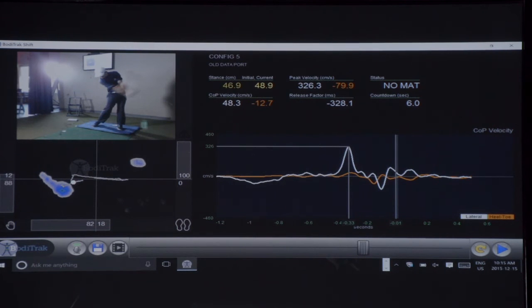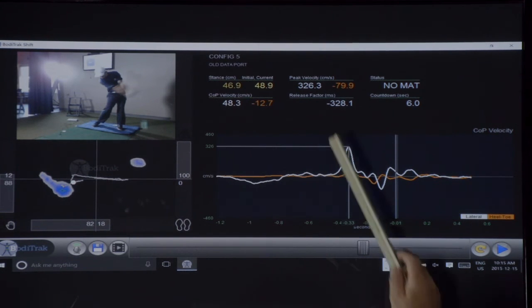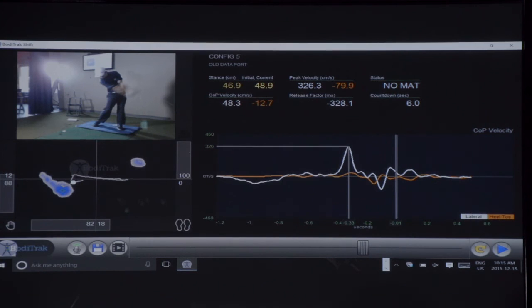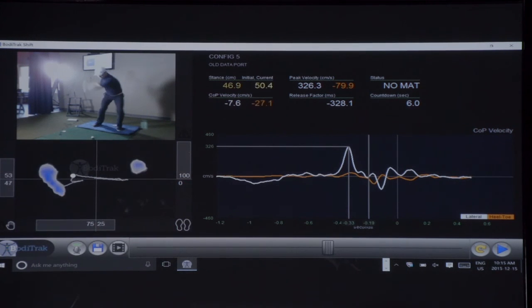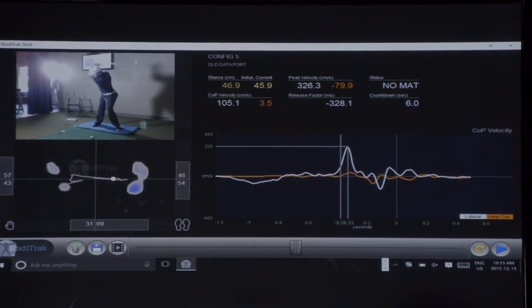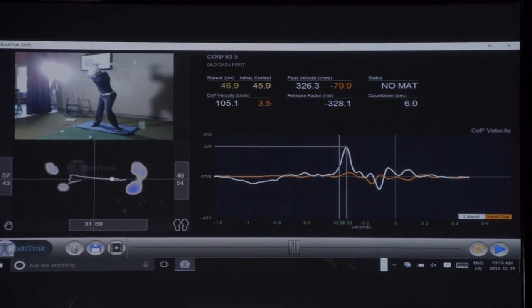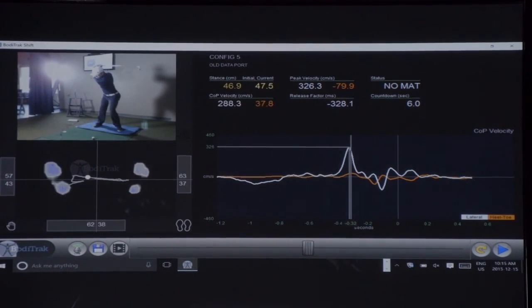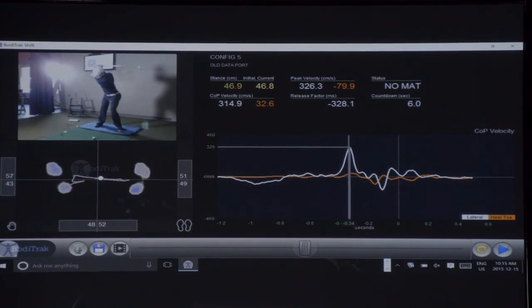Okay, so now let's go right to the beginning. Peak velocity. What is peak velocity? Peak velocity is the fastest motion in a lateral direction. I'm going to move in the velocity chart, and we mark it off for you every time. Right here, 326 centimeters per second. I'm going to move the scrubber bar until the two lines converge, and right there is peak velocity.